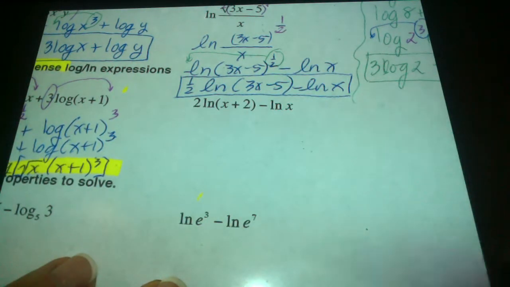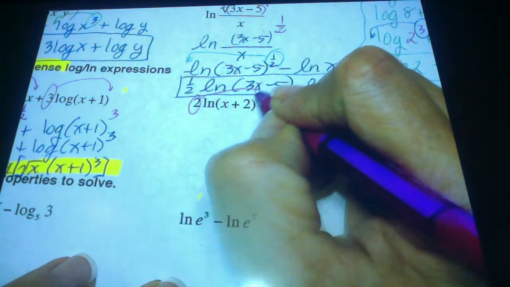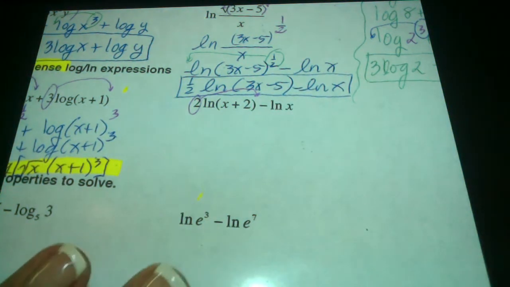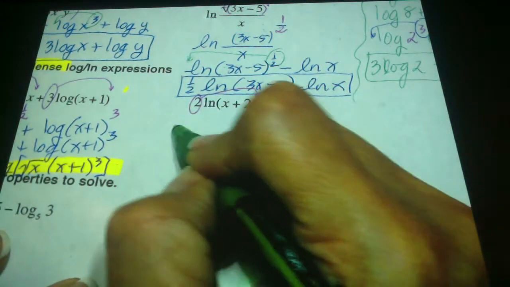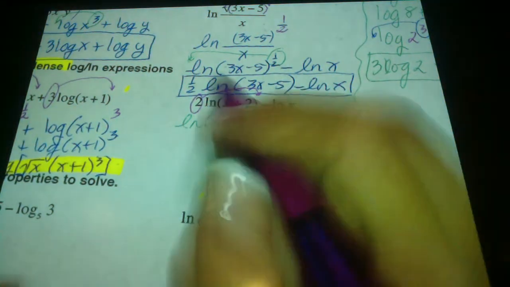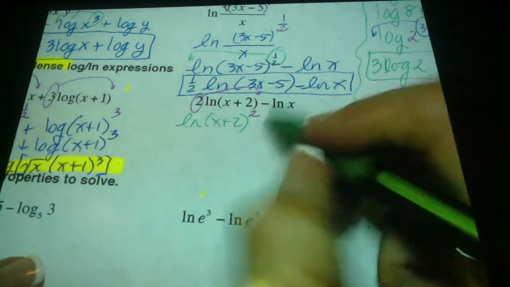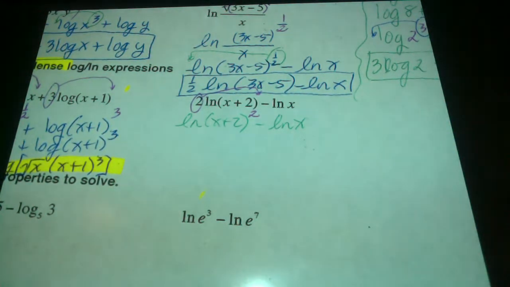So immediately you've got something in front of the natural log, and if you've got a natural log, you must use a natural log. You can't switch that to log. I don't want you guys to get in that habit. So we're going to have the natural log of (x plus 2) squared. We swung the 2 up into the exponent, and we still have minus the natural log of x. You need to also get in the habit of using cursive on your natural log, because at one point you'll think that that L is a 1, and it's going to mess you up.